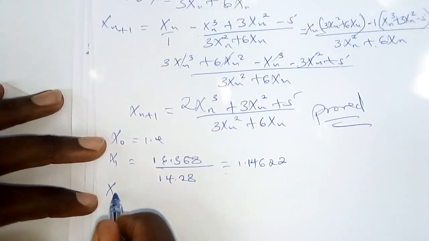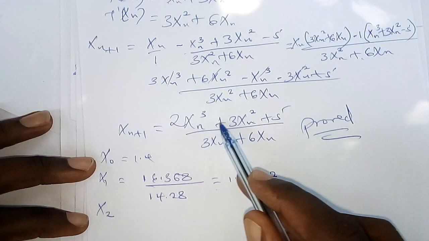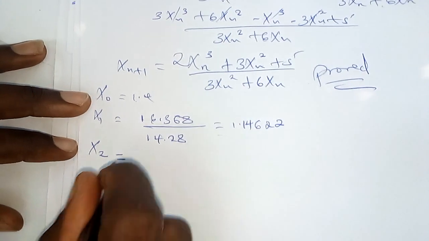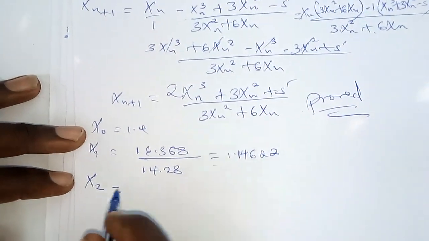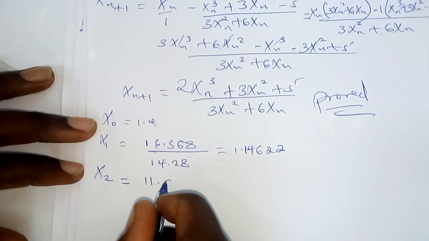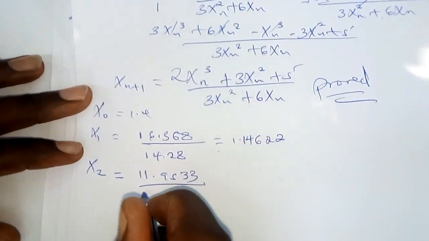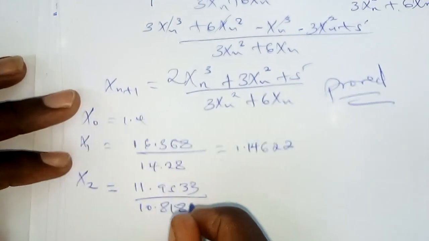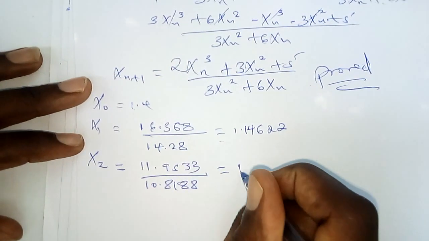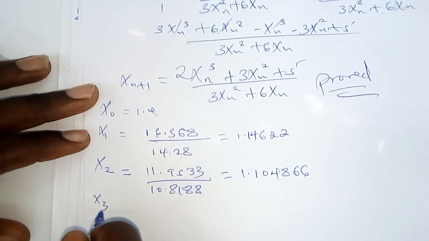So we go for x2. Again we substitute this x1 within the expression in place of xn. So x2 is equal to, when you substitute this within the numerator, it will be 11.9533. The denominator, when you substitute this, will be 10.8188. So when you divide it out, it will be 1.104866.